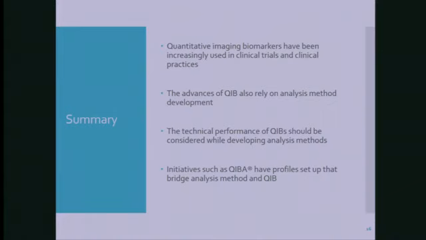So in summary, quantitative imaging biomarkers have been increasingly used in clinical trials and clinical practice, and the advances of QIB also rely on analysis method developments. The technical performance of QIB should be considered while you develop your analysis methods, including whether you have access to more data. And there are also initiatives such as QIBA, which have profiles set up that help to bridge analysis methods and QIB. So that's the end of my presentation.